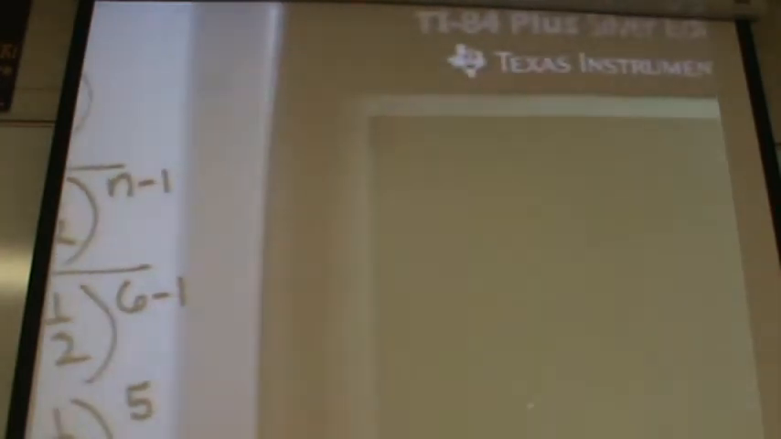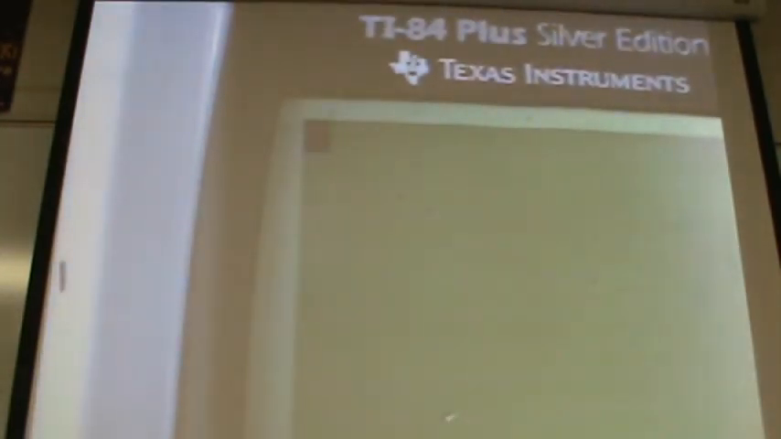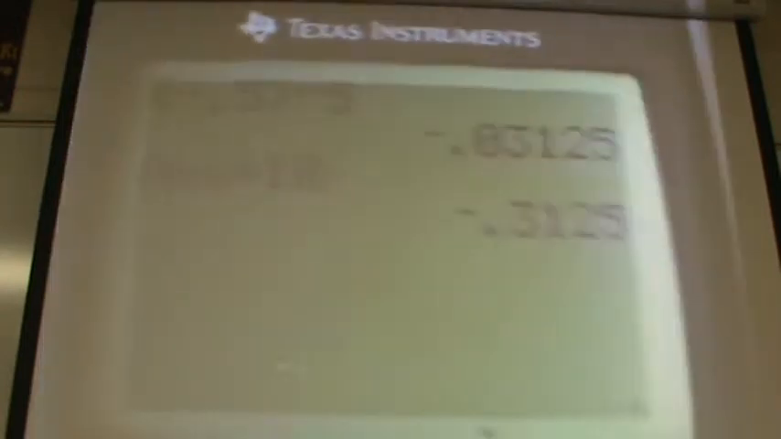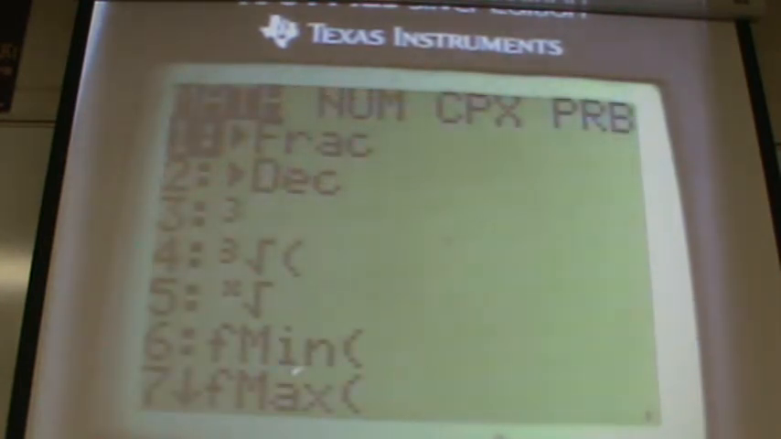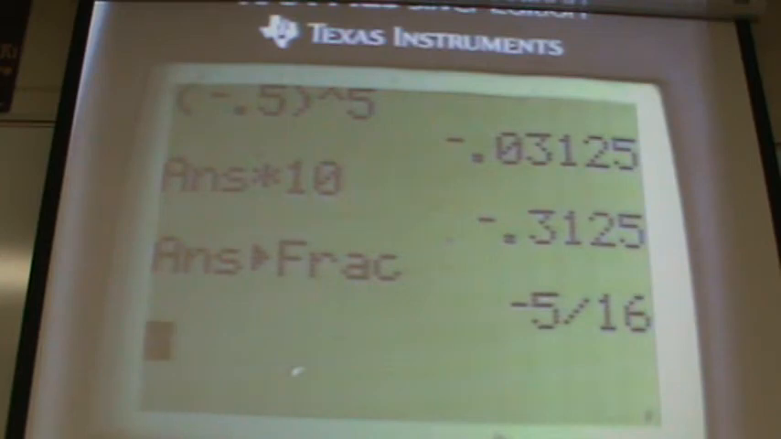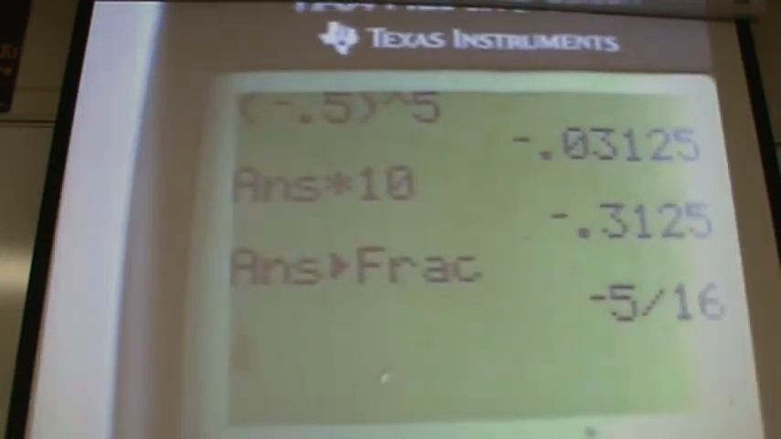So we would have, if you do this correctly on your calculator, -0.5. You're going to raise this to the 5th power and then multiply that by 10. And that's your answer, -0.3125. Now change this to hit math and frac and hit enter, and that's your fraction reduced.